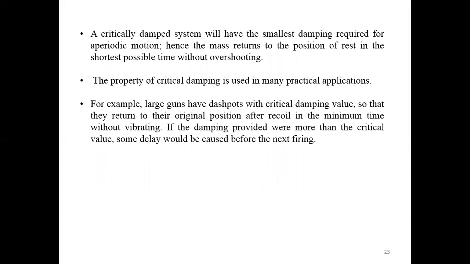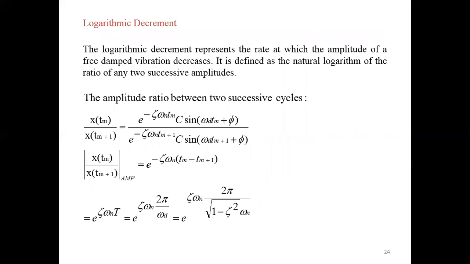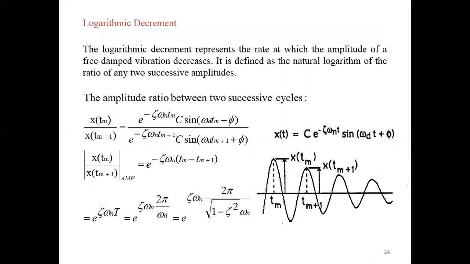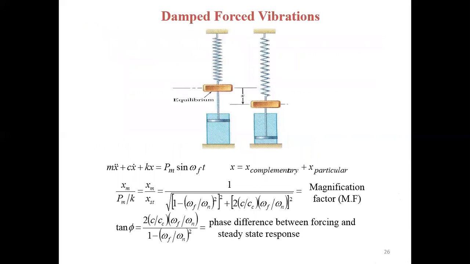The property of critical damping is used in many practical applications. For example, large guns have a dashpot with critical damping value so that they return to their original position after recoil in the minimum time without vibrating, right? If the damping provided were more than the critical value, some delay would be caused before the next firing, right? Logarithmic decrement we have already studied in our last lectures, so we skip that.